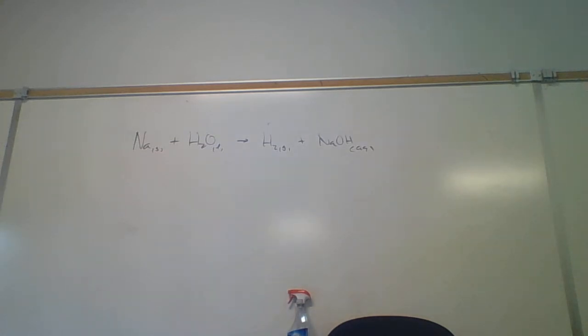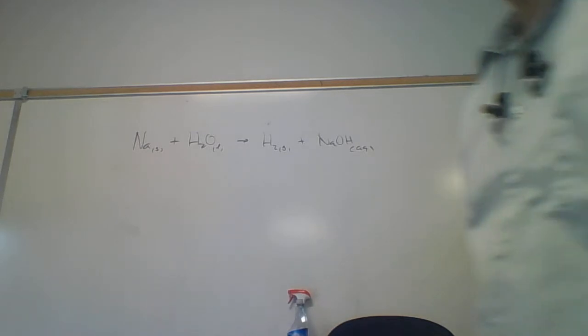Well, this would be an example of an exothermic reaction. Exothermic reactions produce heat. Endothermic reactions consume heat. And so if this were an endothermic reaction, you'd see heat as a reactant rather than heat as a product. But heat is a product here, so it's exothermic. This reaction is not balanced.